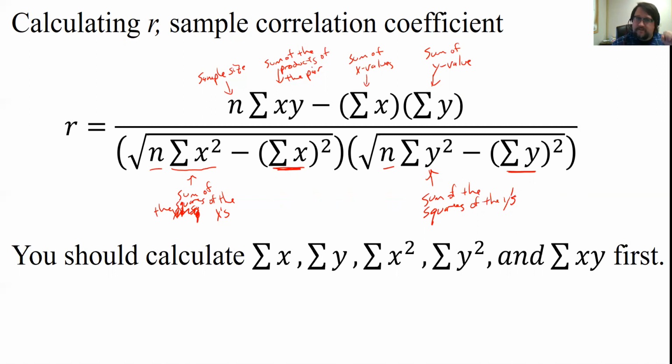Make sure you can sum up the X's. Make sure you can sum up the Y's. Make sure you can square all the X's and then add them up. Make sure you can square all the Y's and add them up. Make sure you can multiply X times Y and then add all those products up. So make sure you can do that. But yes, as you get past this part, you can also use computer programs to do those calculations as well.